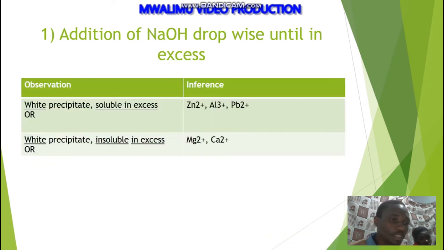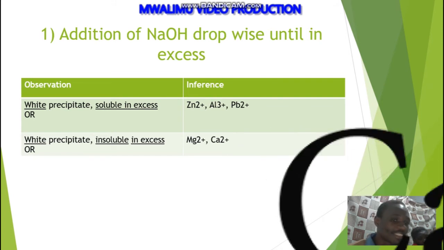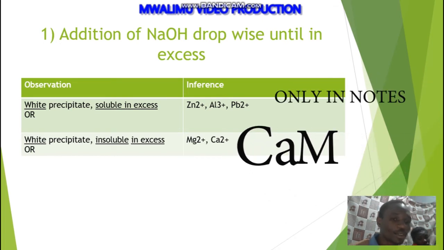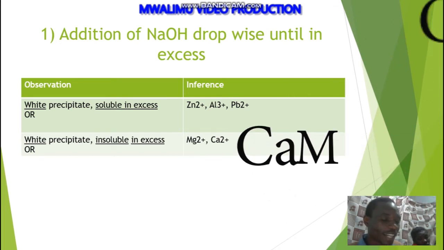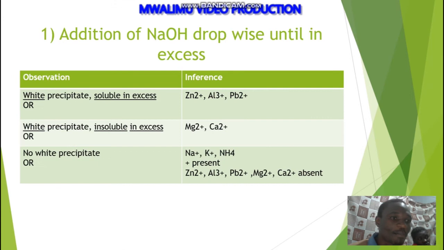And then, if you see white precipitate insoluble in excess, the ones that will be present will be 2+. That is magnesium and calcium. So if you are beginning with calcium and magnesium, you just write CAM with capital C, small a, and then capital M. Are you seeing that? CAM. So magnesium and calcium. Okay? Those ones are the ones that are insoluble in excess of sodium hydroxide.